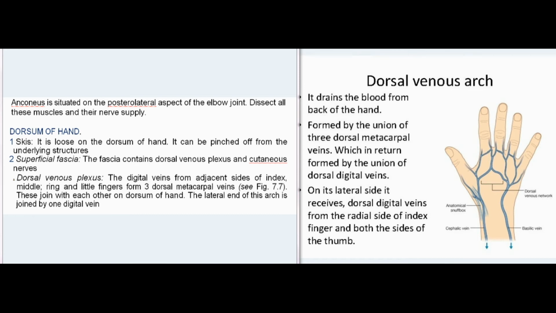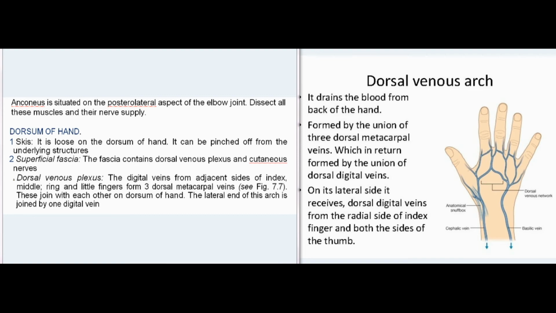Dorsum of hand. 1. Skin: it is loose on the dorsum of the hand. It can be pinched off from the underlying structures. 2. Superficial fascia: the fascia contains the dorsal venous plexus and cutaneous nerves. Dorsal venous plexus: the digital veins from adjacent sides of the index, middle, ring and little fingers form 3 dorsal metacarpal veins, see Fig 7.7. These join with each other on the dorsum of the hand.